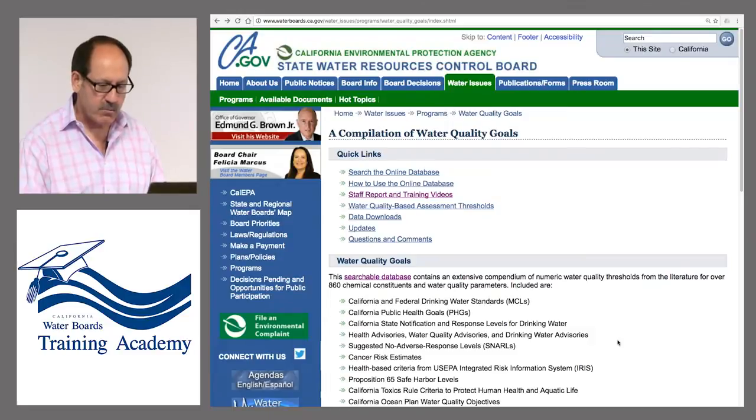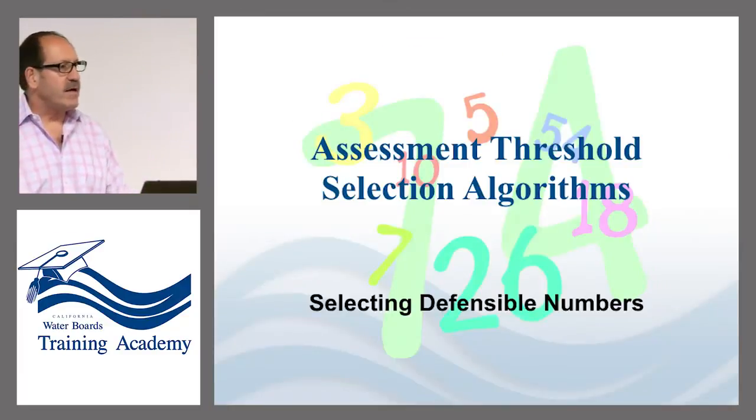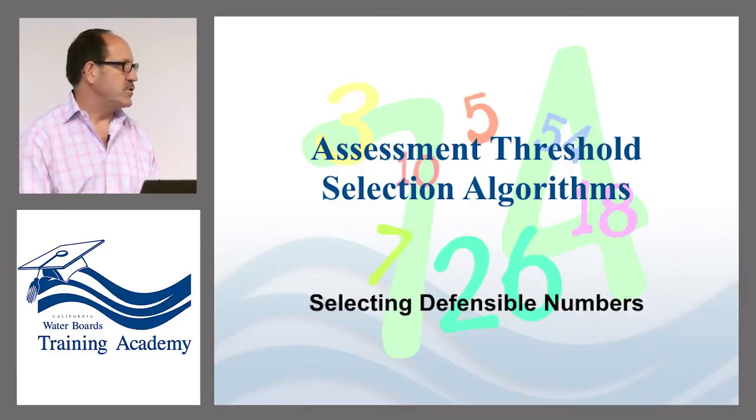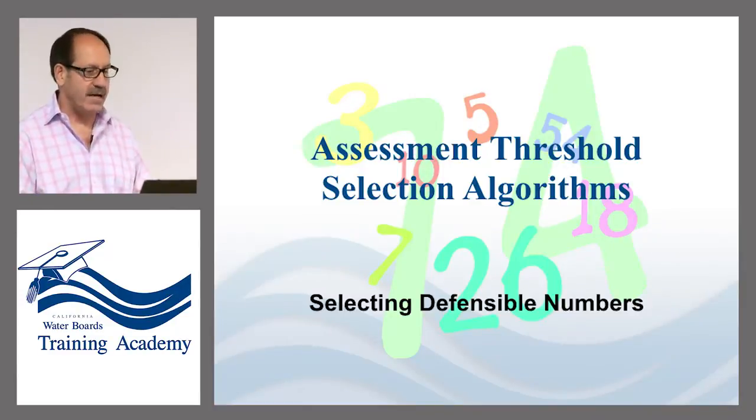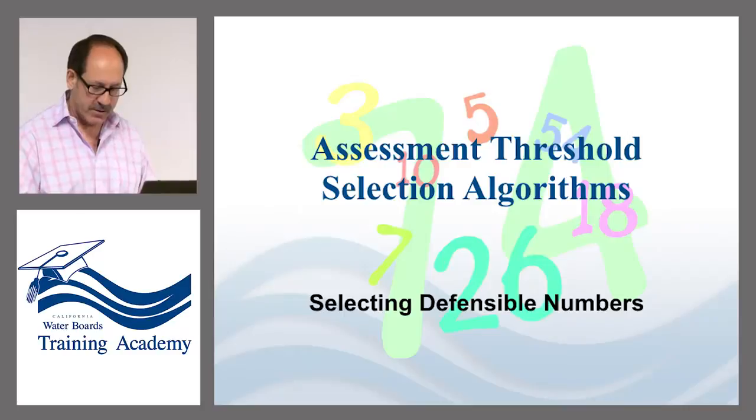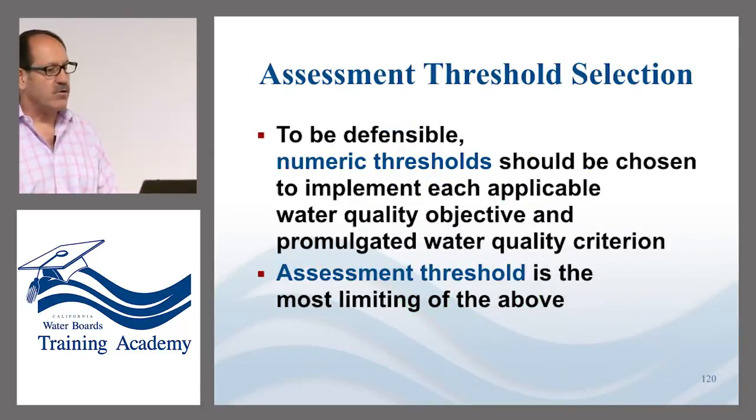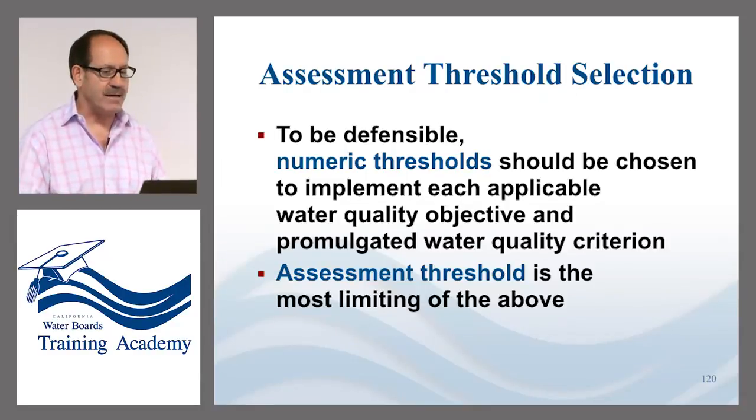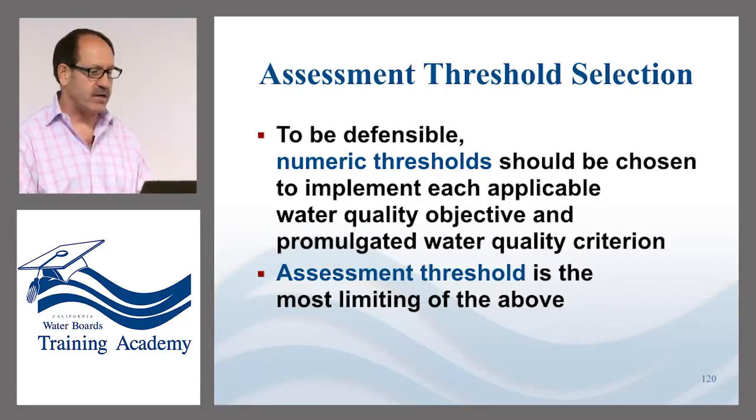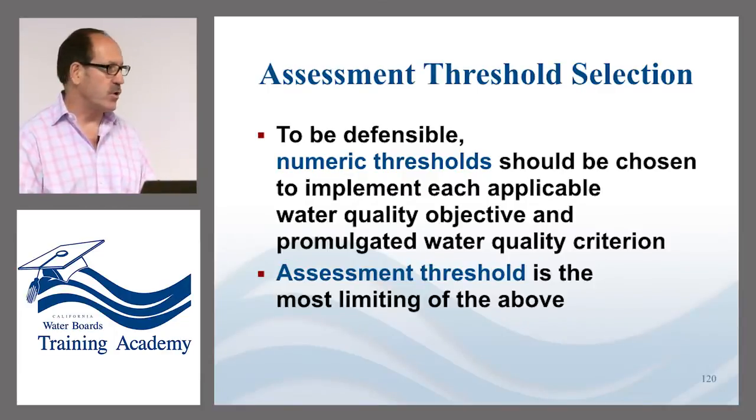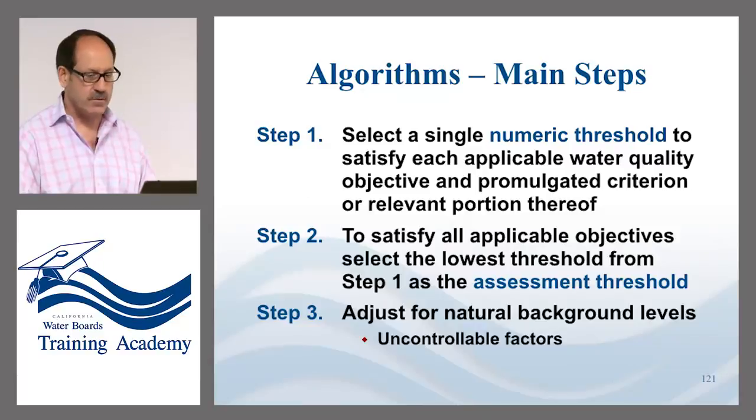All right, let's go back to, so I mentioned that I've developed some algorithms that help you select from all those numbers that are in the database in a more defensible manner. So to be defensible, numeric thresholds should be chosen to implement each applicable water quality objective or promulgated water quality criterion. You can't pick and choose which ones to comply with. You have to comply with them all. So let's develop a number for each one, and then the assessment threshold is the most limiting of those numbers.